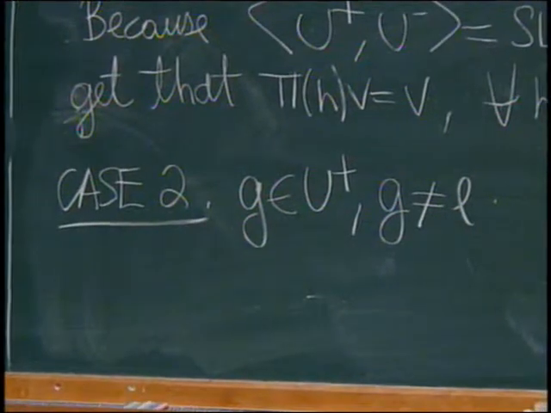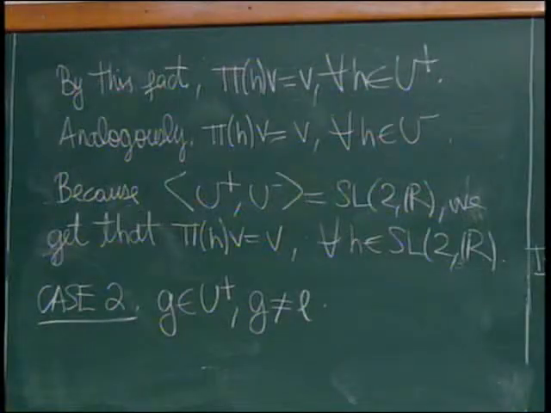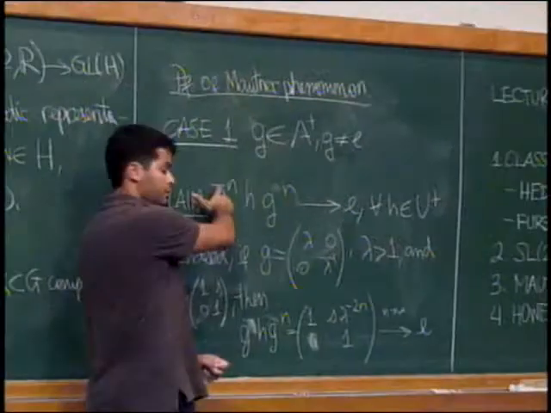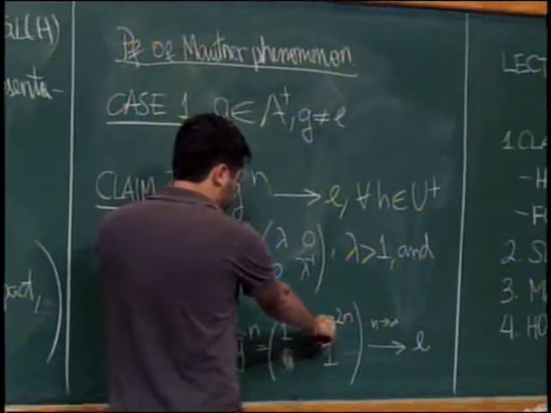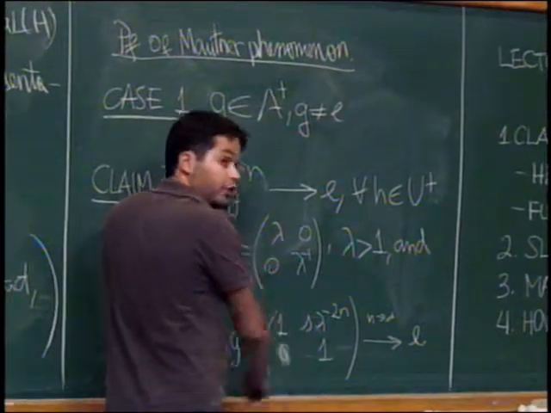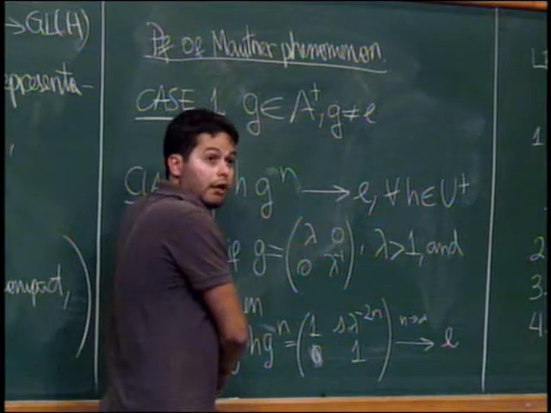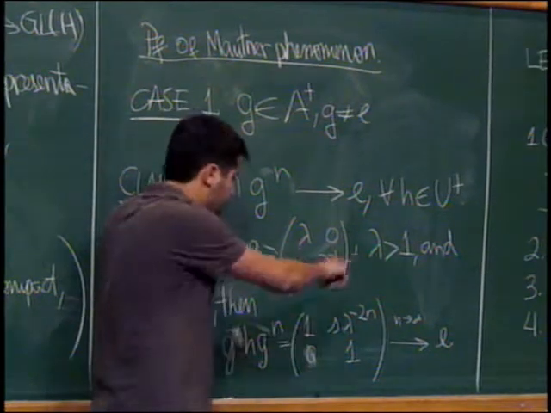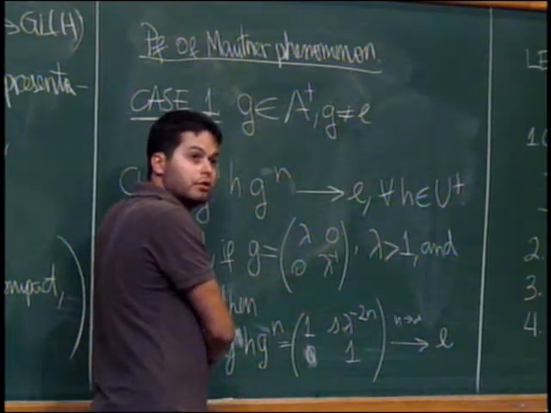In the case that lambda is not bigger than 1, I change the signs here. Because instead of being lambda to the minus 2n, I would get lambda to the 2n, and now lambda is smaller than 1. Then I make n go to infinity. This also goes to 0.